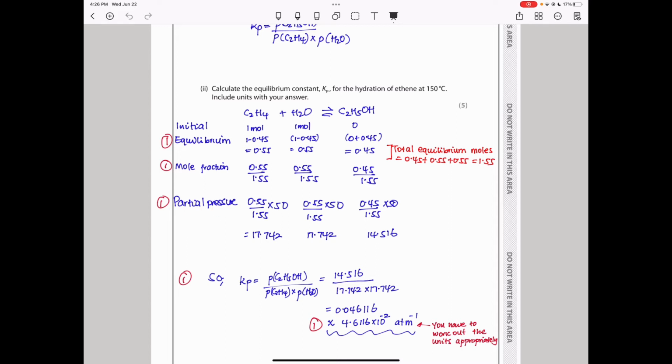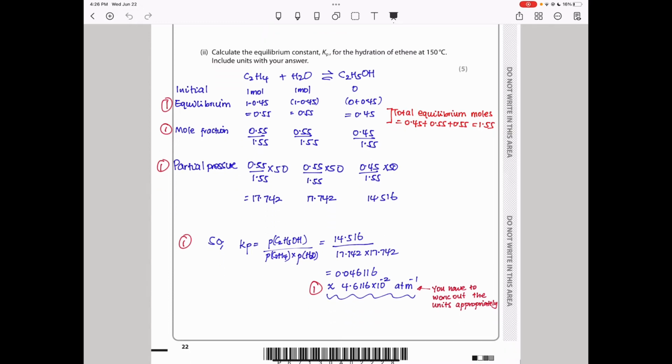So the partial pressure should be the mole fraction times the total pressure. For each, you can see mole fraction times total pressure. So finally I get 17.742, 17.742 and 14.516 as the partial pressures of each. Now I can feed my information into the Kp equation. You remember Kp is the partial pressure of ethanol divided by the partial pressure of ethene times the partial pressure of water, or gas water, and I have all of them here. Just substitute, use your calculator, and then you can find the answer here.